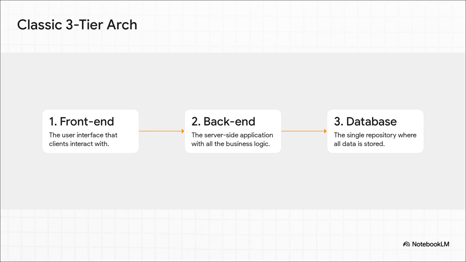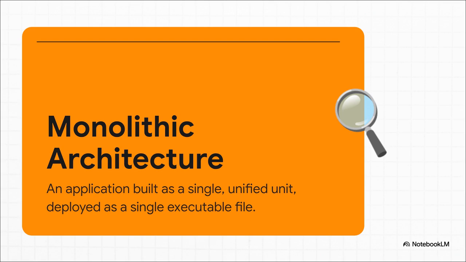So think of an online store. The front end is the website you're browsing. The database has all the product info, customer accounts, everything. And the back end, it's the thing that manages your shopping cart, processes your payment, all that good stuff. In a monolith, all of this, it's all one giant, tightly coupled system. And that all-in-one approach, that's what we call a monolithic architecture.